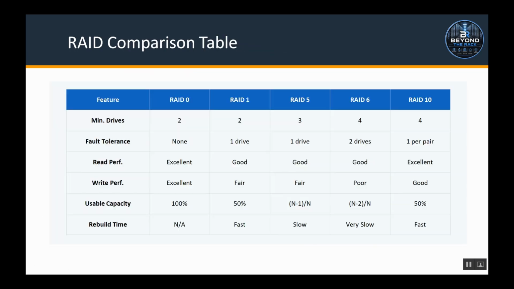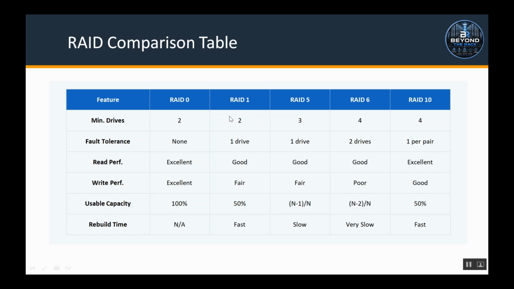Here we are going to discuss the RAID comparison table. Drives needed, fault tolerance, read performance, write performance, usable capacity and rebuild time. When we talk about RAID 0, we need a minimum of 2 disk drives. It doesn't have any fault tolerance. Read performance excellent, write performance excellent, usable capacity 100%, rebuild time not applicable.